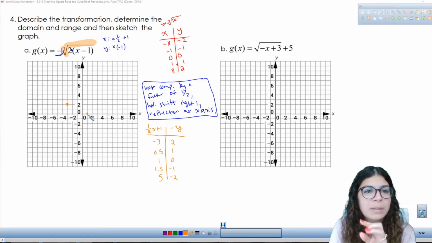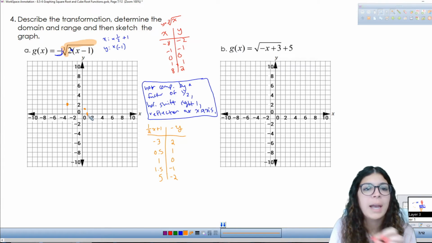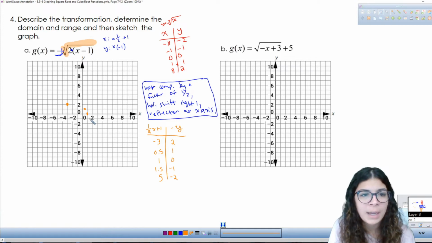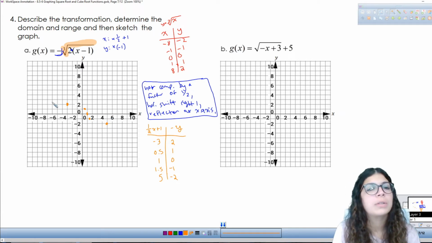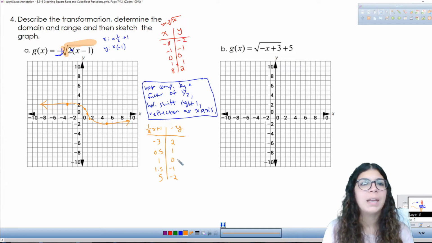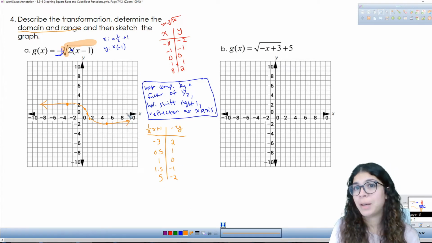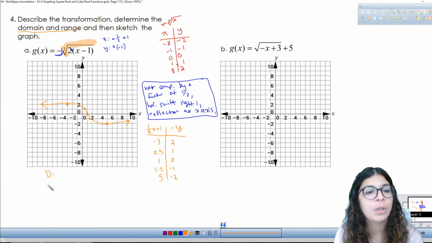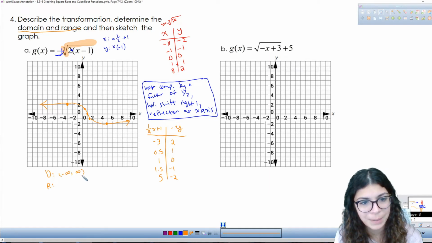So that's the 1, 0. 0.5 and 1 is actually here. And then 1.5 and -1. And then lastly, 5 and -2. Okay, so now we can go ahead and connect our dots. And there we have it. Now, domain and range. I'm not forgetting this time. This is a cube root function. Domain and range is all real numbers for both, -infinity to +infinity.